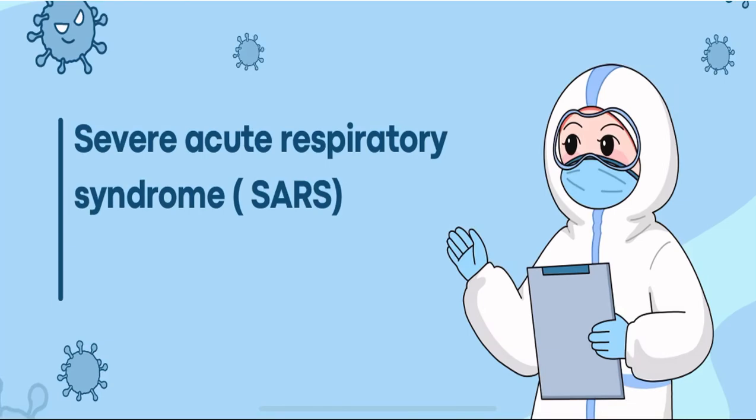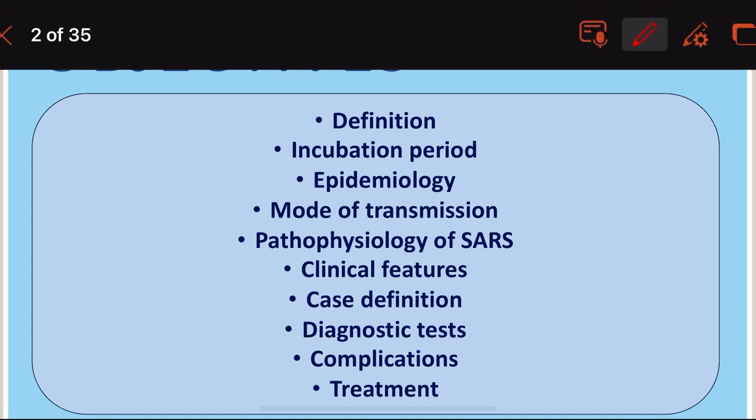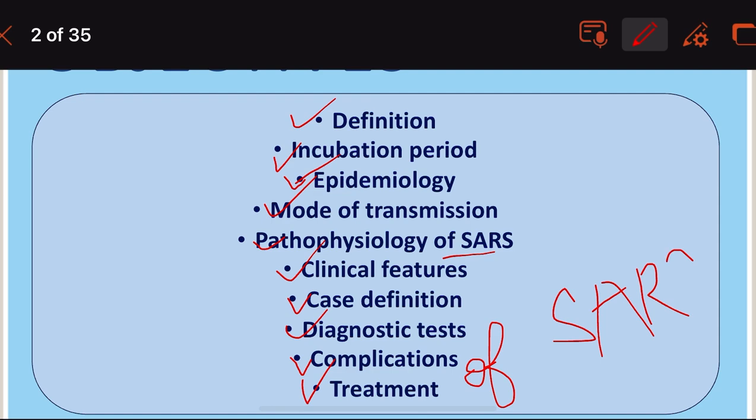Hello everyone. In today's session, we are going to discuss severe acute respiratory syndrome. It is a continuation to the topic epidemiology of communicable diseases. The objectives of this session are the definition of SARS, incubation period, epidemiology, mode of transmission, pathophysiology of severe acute respiratory syndrome, clinical features, case definition, diagnostic test, complications, and lastly, the treatment of severe acute respiratory syndrome.